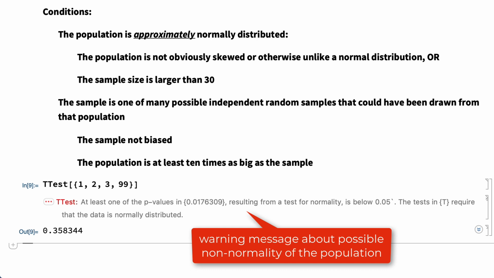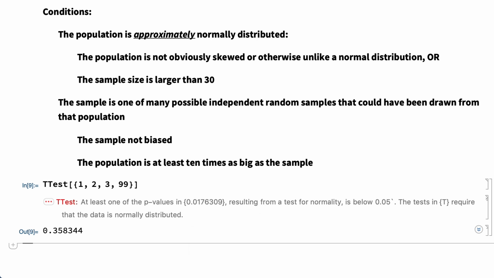So this warning message does not by itself mean that the result from the t-test function is invalid, but the warning message does correctly suggest that it may be worth looking at a histogram of the sample or otherwise considering more carefully whether the population distribution is close to a normal distribution.